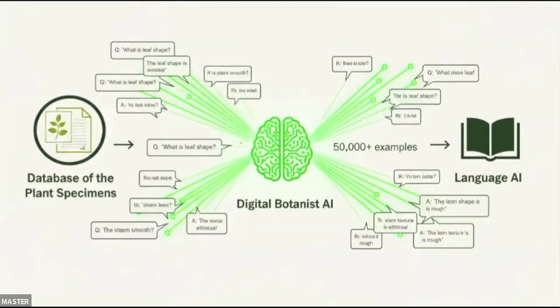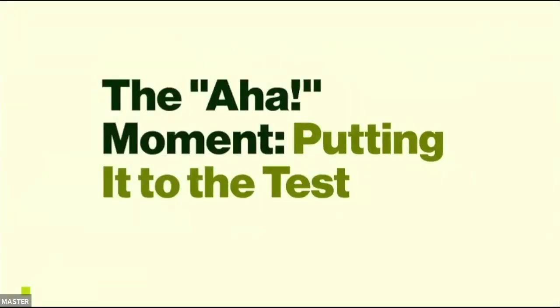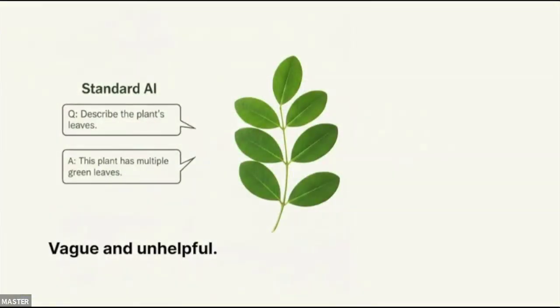For example, what is the texture of the stem? Describe the leaf tip, and we gave it an expert answer. This is how we taught our model to think like a digital botanist. But does it really work? Let's see it in action.